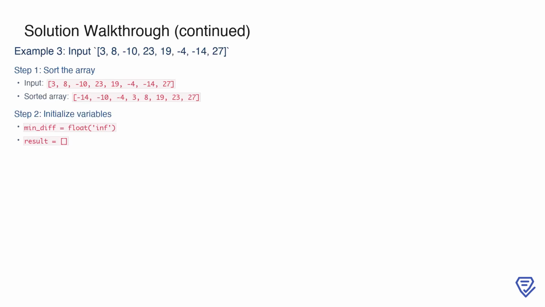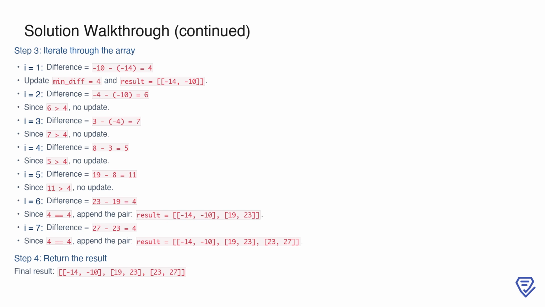In the third example, the input array is 3, 8, -10, 23, 19, -4, -14, 27. The first step is to sort the array, which rearranges the elements in ascending order. After sorting, the array becomes -14, -10, -4, 3, 8, 19, 23, 27. Once again, we initialize the variables min_diff as infinity and result as an empty list. These steps allow us to proceed with finding the smallest absolute difference and the corresponding pairs. Next, we calculate the absolute differences between consecutive elements in the sorted array.